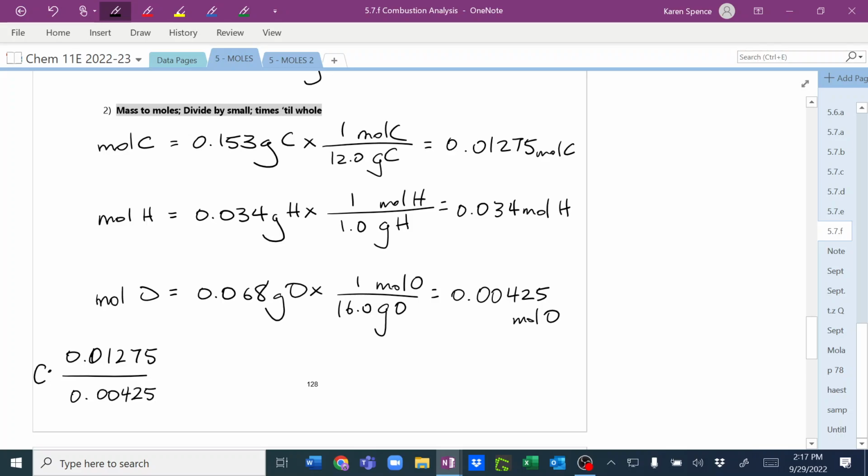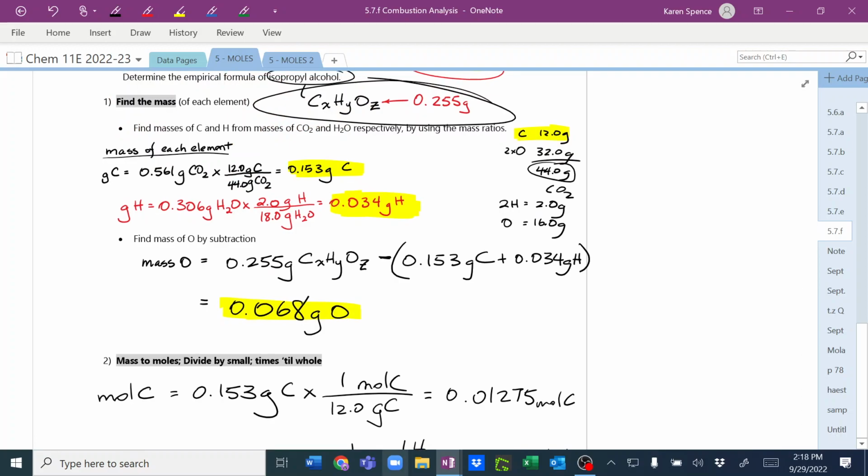So here's my carbon. Have I done this right? That number looks a little weird to me, but we'll see. I'll keep going and hope for the best. The oxygen is wrong? Okay, hang on. 0.068 divided by 6. Huh? Oh, the 0.068 is wrong. Okay, hang on. 0.255 minus 0.153 minus 0.034 equals, huh?